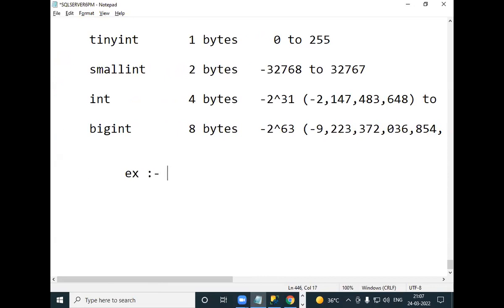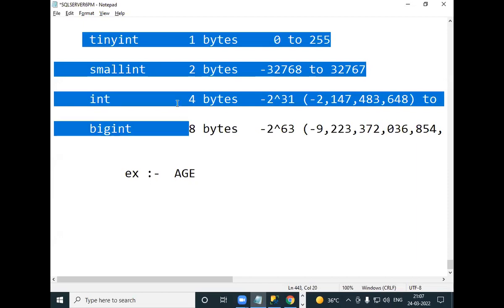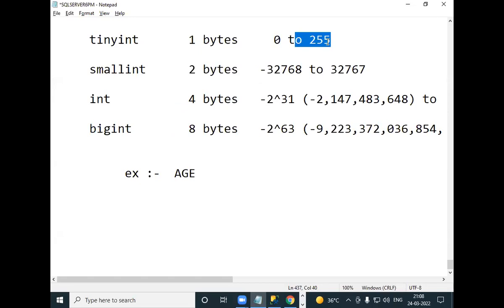Examples. For example, I want to store age in database. Tell me, is age integer or float? Age is integer. But which integer is suitable? Which one do you recommend? Tiny int. Age cannot be more than 255. So then which data type do you recommend? Tiny int.